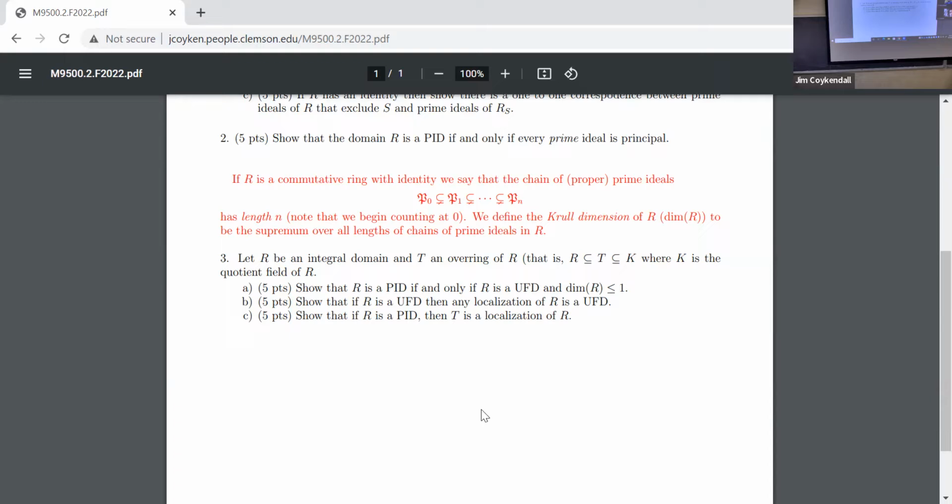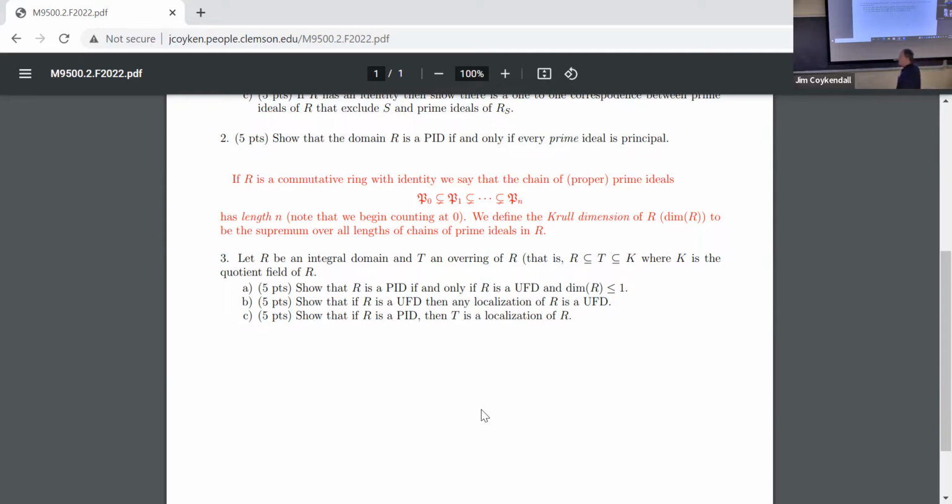Right? Show that if R is a UFD, then any localization of R is a UFD. You might be able to use the earlier problem on this one as well. And finally, show that if R is a PID, then T is a localization. That is to say, any overring of a PID is a localization.